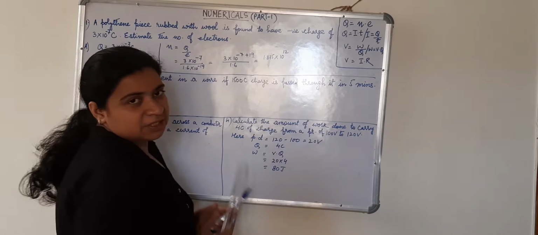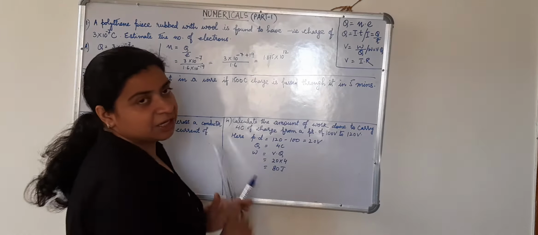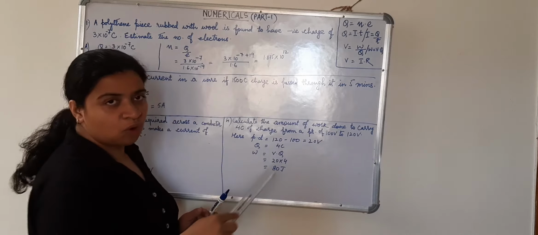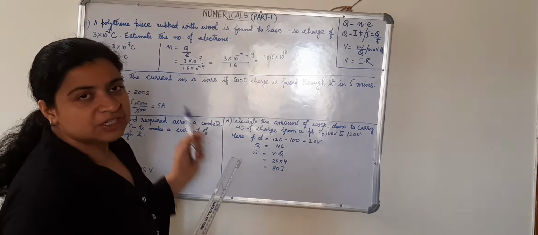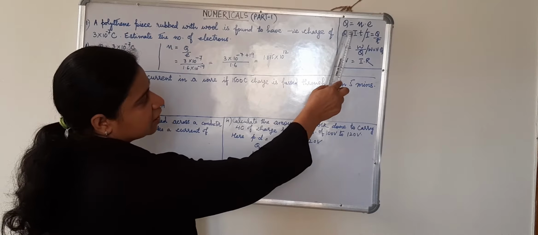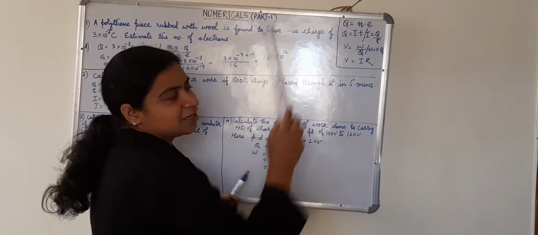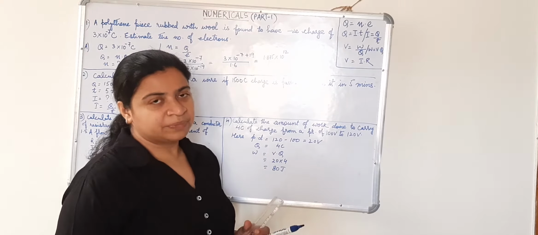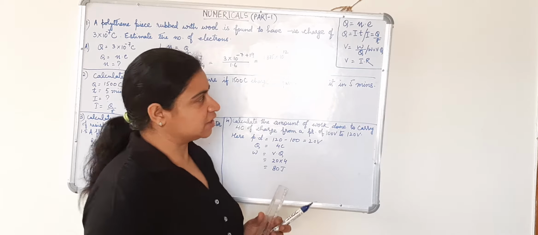these four equations. It is the beginning of the chapter, and these equations we had used in the beginning of the chapter. So today I am going to discuss four numericals based on these four equations which are used in the chapter electricity. So first equation is Q is equal to Ne. What is Q? Q is the charge, N is the number of electrons, and E is the charge on one electron. This is our first equation which we used in our chapter electricity.